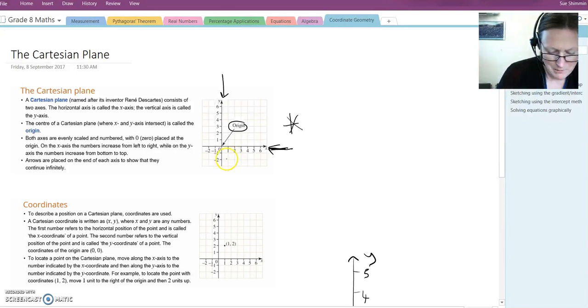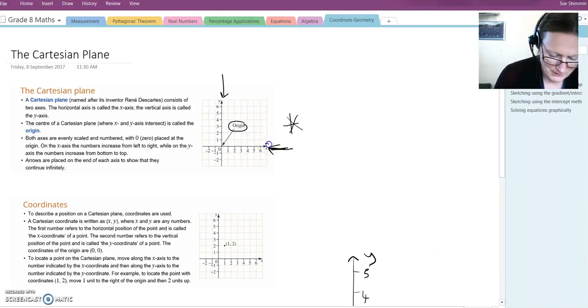So we're going up here, to the positive, so we're 1, 2, 3, 4, 5, 6. Going left from the origin is -1, -2, etc. On the y-axis, above the origin is our positive numbers, below the origin are our negative numbers.